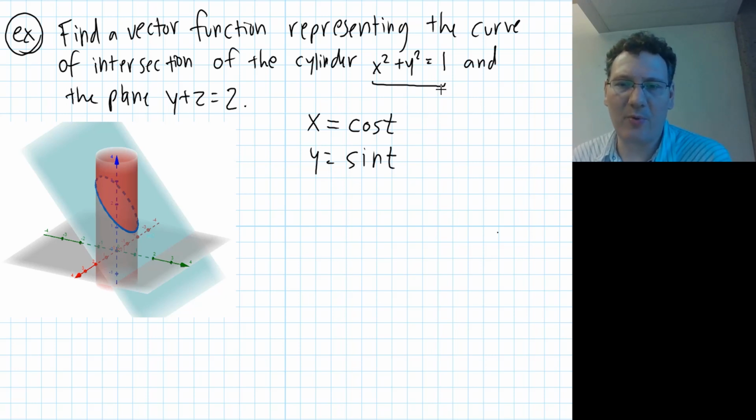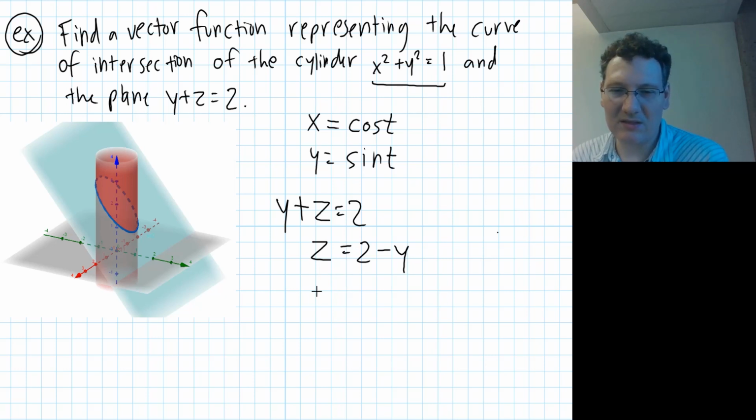The cylinder, all the points on the cylinder are going to be on this circle, so for some value of t. And so that'll take us around the ellipse, but we need to figure out the z value. And because y plus z equals 2, we can solve for this. Z equals 2 minus y, and we're going to instead actually write z equals 2 minus the sine of t.